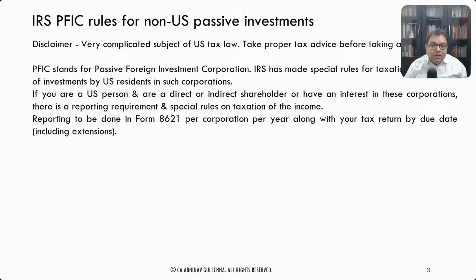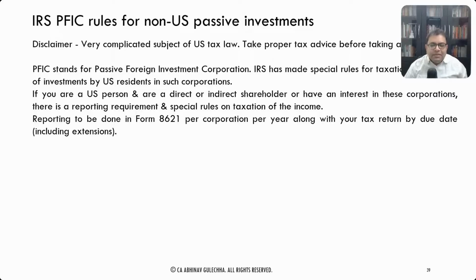Now, I'll come to what are the investments. So basically, the reporting has to be done in Form 8621. You can search this on Google. You can just put Form 8621 IRS and you can get the form. Now, this reporting has to be done per corporation per year.